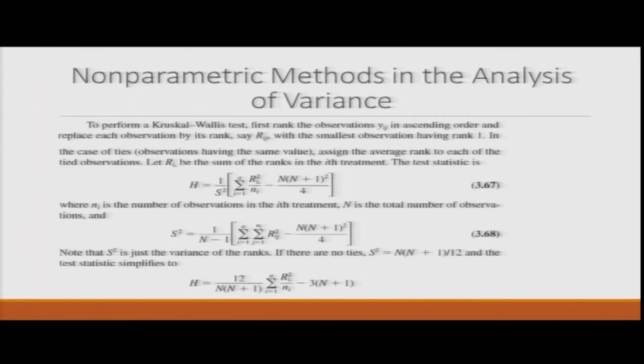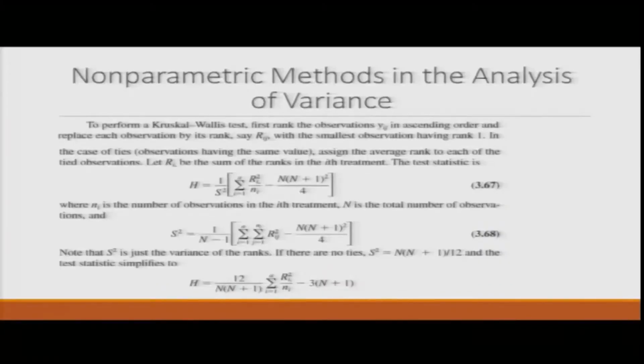So, the observations are Yij, and I have already mentioned what the suffix i means and what the suffix j means. Rank the observations Yij in ascending order and replace each observation by its rank, say capital R suffix ij, with the smallest observation taking the rank 1, and so on. In case of ties, where the observations have the same value, assign the average rank to each of the observations. So, let Ri dot be the sum of the ranks in the ith treatment.